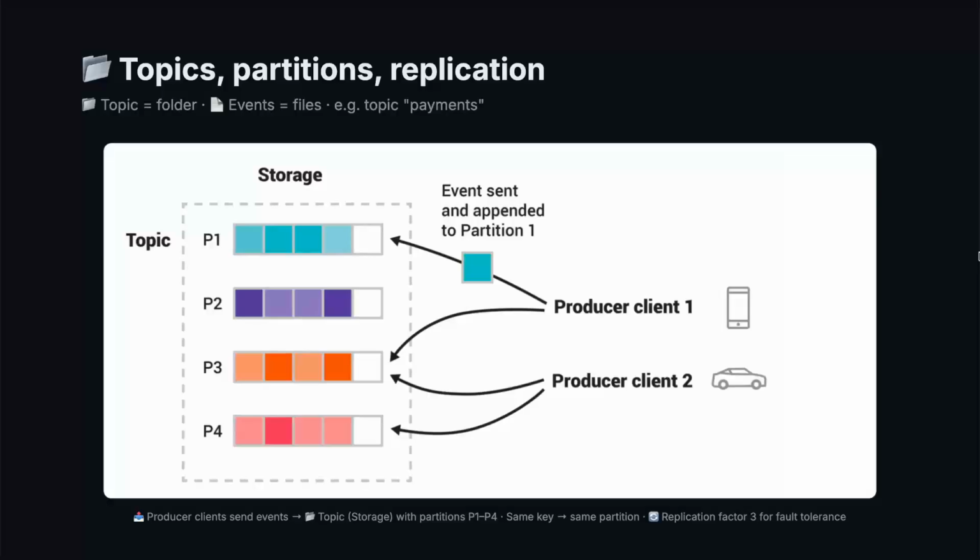Topics are partitioned, each topic is split into buckets spread across brokers. That lets many clients read and write at the same time. When you publish an event, it's appended to one partition. Events with the same key go to the same partition, and Kafka guarantees that consumers read a partition's events in the same order they were written. For fault tolerance and availability, topics can be replicated even across regions. A typical production setting is a replication factor of 3, so you have 3 copies of the data.